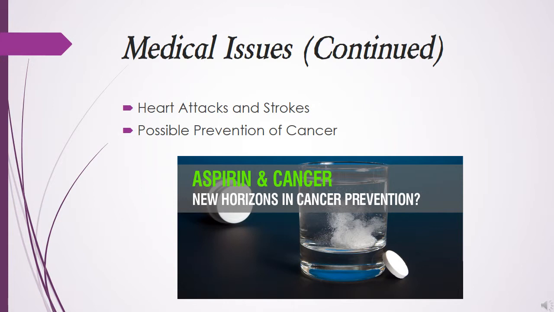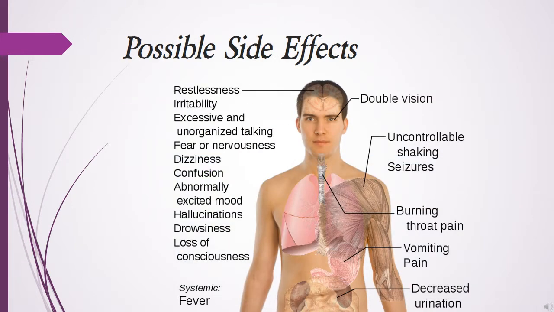Peter Slade at Oxford University was the first to study the effects of aspirin on heart attacks and strokes. This is possible because of aspirin's ability to keep blood from clotting. Research is also being done on whether aspirin helps prevent cancer or keep people from dying from cancer. This effect has mainly been associated with colorectal cancer.